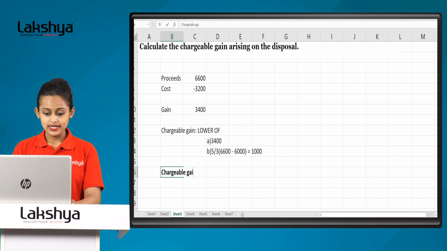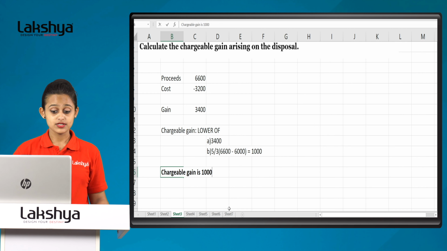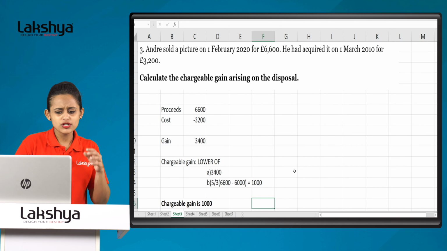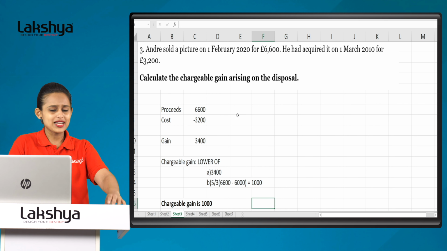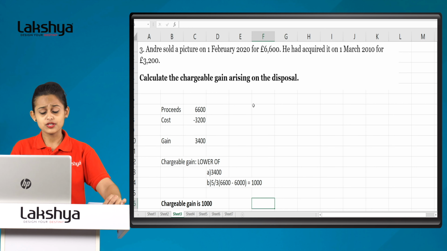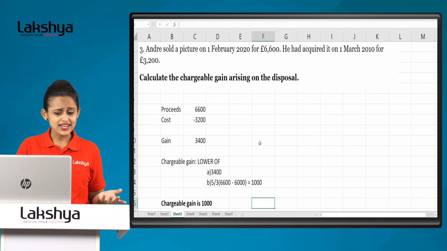Chargeable gain is £1,000. If this is an MCQ question, you don't have to do it this way. You can just do the calculation on a calculator. So I hope this is clear, right?